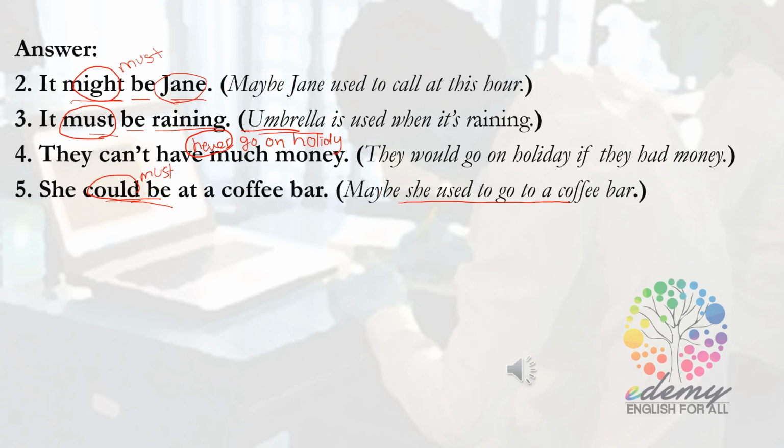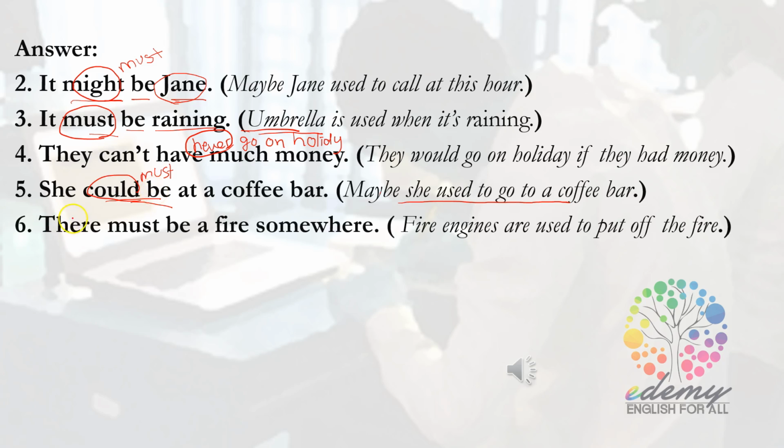Okay, we will move on to another statement. Statement number 6. "Look, 3 fire engines", and you have "must" and "somewhere" in the bracket. So here is the answer: "There must be a fire somewhere". The keyword here is the words fire engines. You know, fire engines are used to put out the fire.